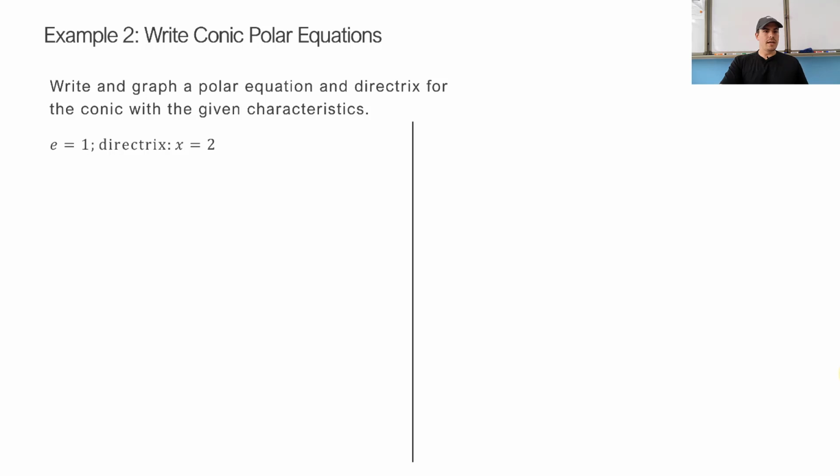Alrighty, now we're going to look at writing conic polar equations. We're going to write and graph a polar equation and directrix for the conic with the given characteristics. I know that e is 1, so I know right away that we have a parabola, and I have a directrix of x equals 2. So I know that my d value is 2. So d is 2 and e is 1. Then I know ed, which is the numerator of my equation. That's just going to be 1 times 2, which is 2.